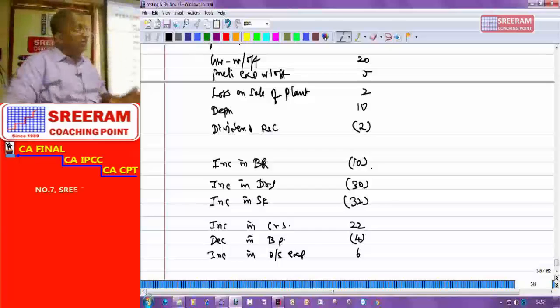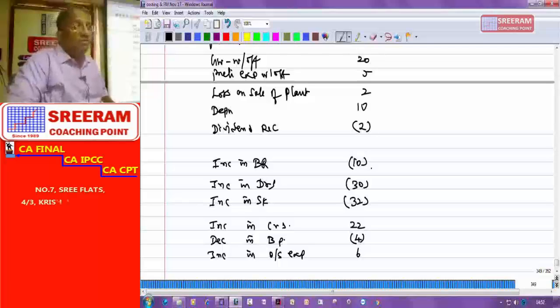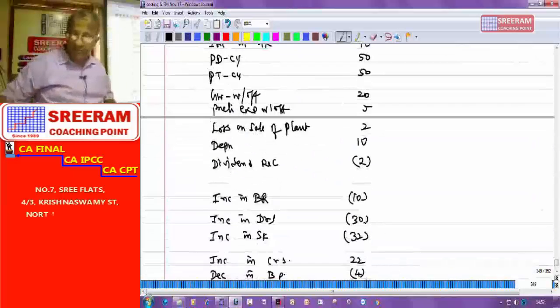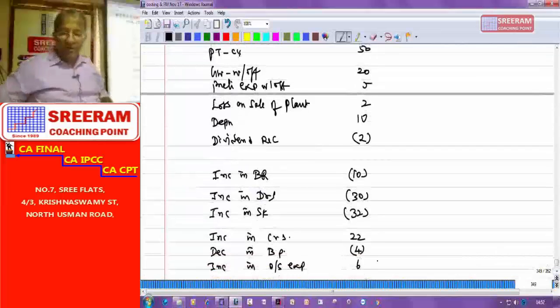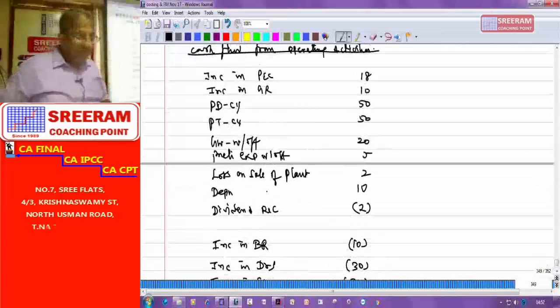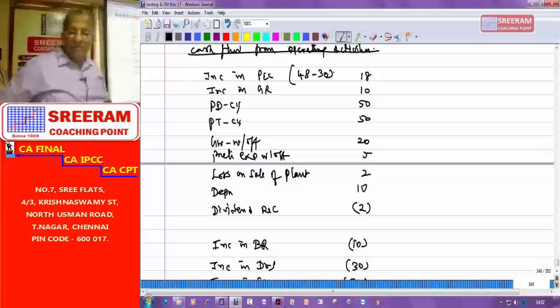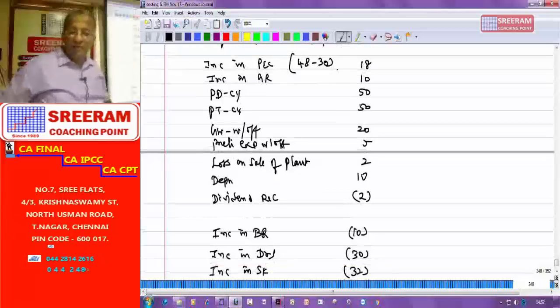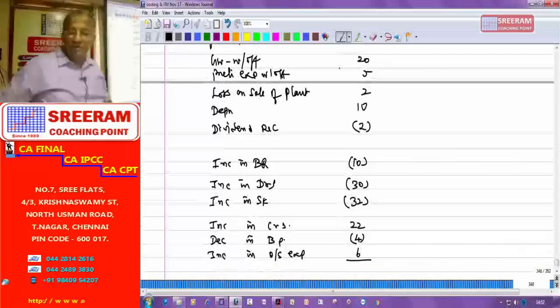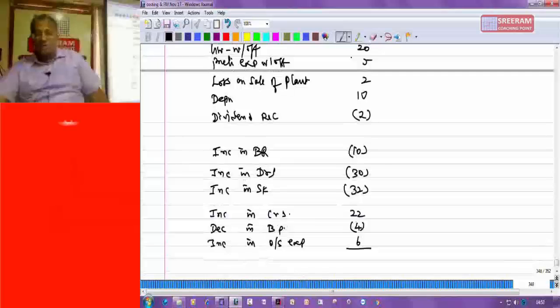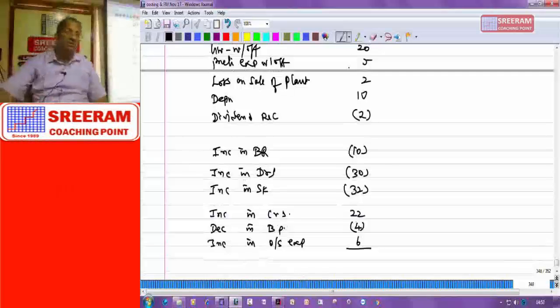Have you taken all items from the balance sheet? You have to say yes or no. Yes. Then what is that we should do? Firstly, we should finish off investing activity. So take your calculator and pick up all items. 18.10, 50.50, 25, 2.10, minus 2, minus 10, minus 30, minus 32, plus 22, minus 4, plus 6.